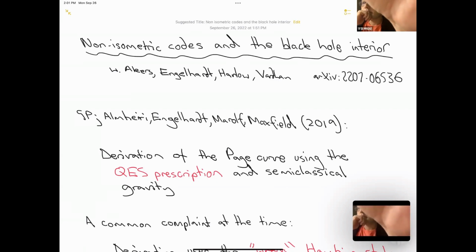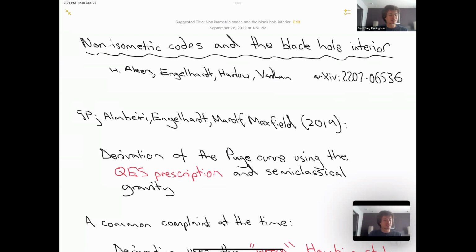Okay, well, thank you very much for inviting me to talk. I'm planning to talk about a paper that came out in July with Chris Akers, Netta Engelhardt, Daniel Harlow, and Shreya Vardhan. The title is something similar to the title of the talk, something about non-isometric codes in the black hole interior. And I think maybe complexity gets mentioned in there.